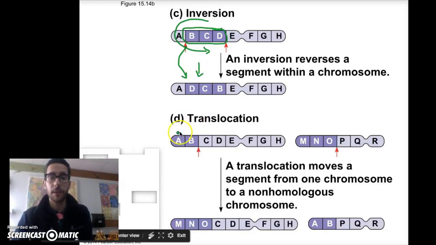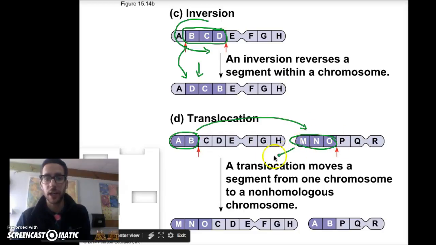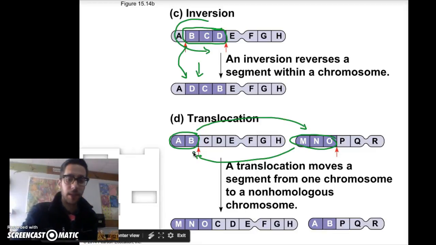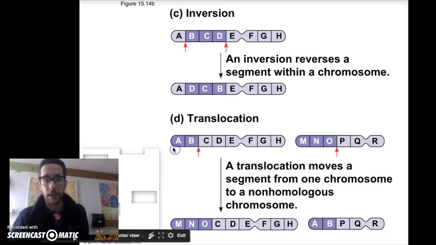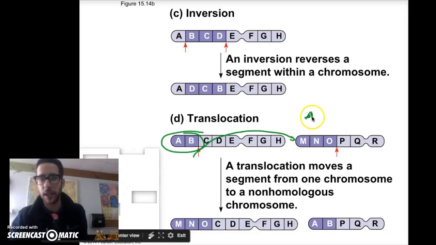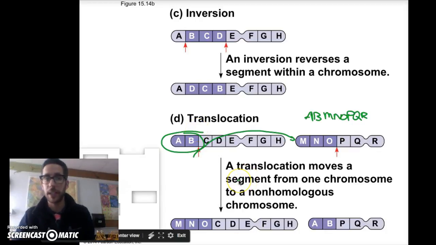A translocation can be particularly problematic as a part of one chromosome is removed and then added to a different part of that chromosome or a different chromosome completely. It does not have to be an exchange like is depicted here in the particular picture. Sometimes it can even be that A and B are removed from here and then tacked onto this chromosome so that you end up with A, B, M, N, O, P, Q, R, and part of this chromosome is never removed. So a translocation is just removal of one segment and it being tacked onto another.